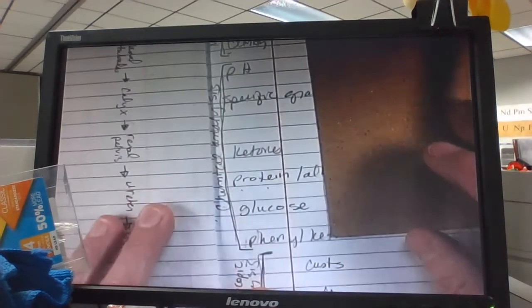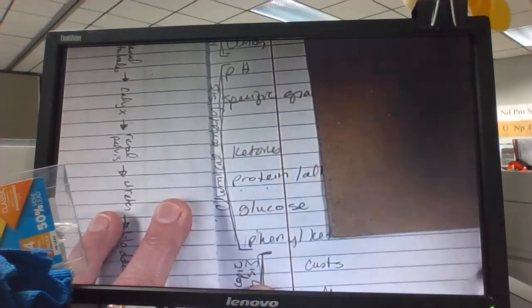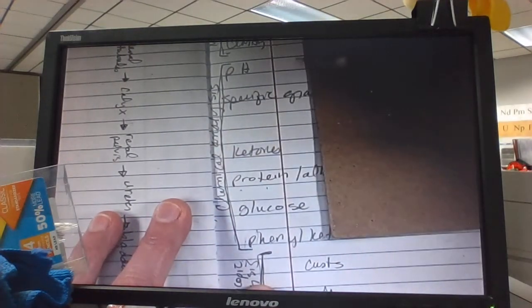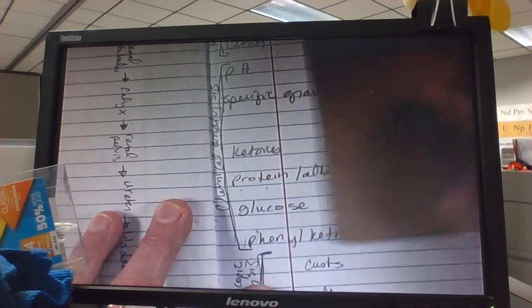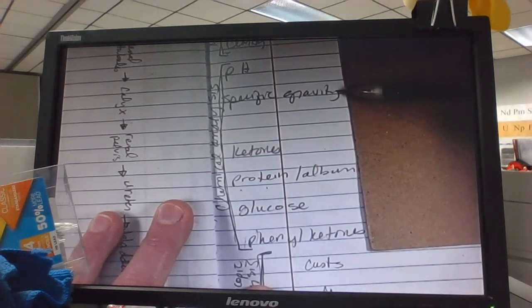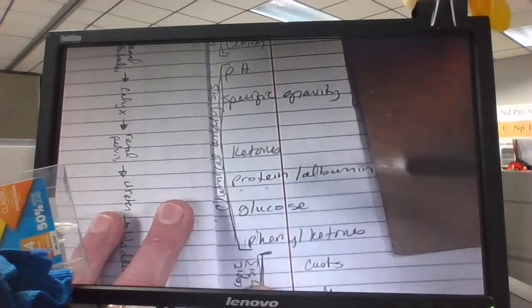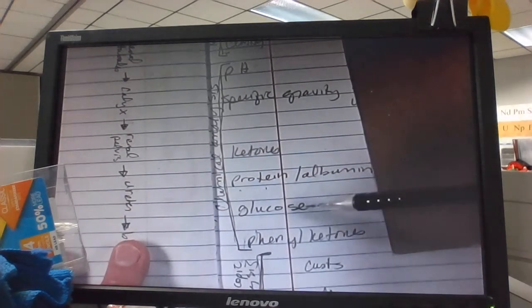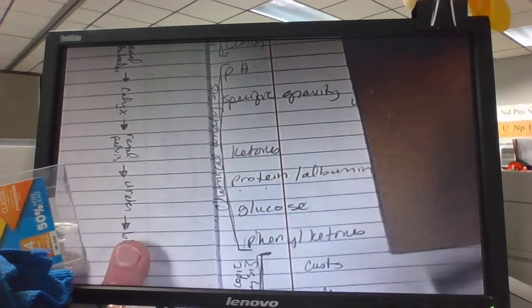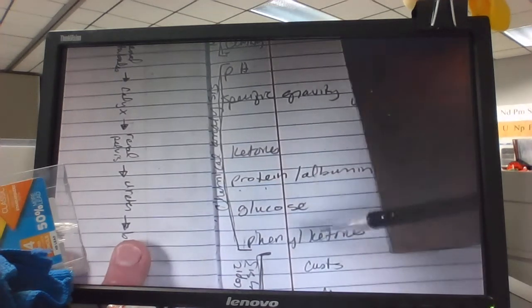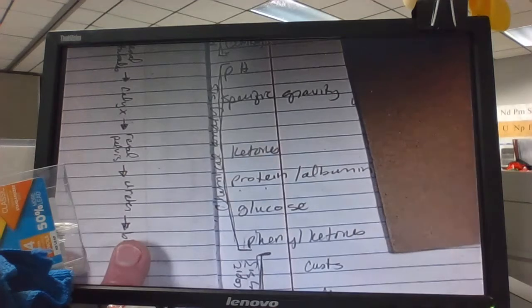You are going to do a chemical analysis, and the chemical analysis is going to analyze the pH, the specific gravity, whether or not there's ketones, whether or not there's protein or albumin present, whether or not there's glucose present, and if there are phenylketones present.